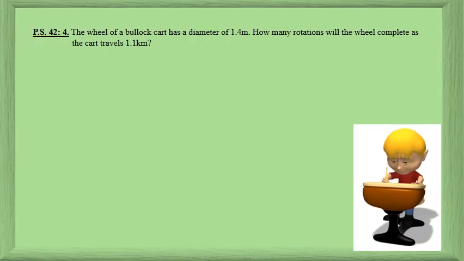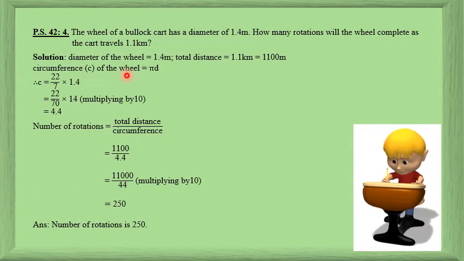Now let us consider the fourth question of PS 42. The wheel of a bullock cart has a diameter 1.4 meter. How many rotations will the wheel complete as the cart travels 1.1 kilometer? Obviously, the number of rotations would be equal to the total distance traveled divided by circumference, correct? So, first write down all the data to calculate the circumference.